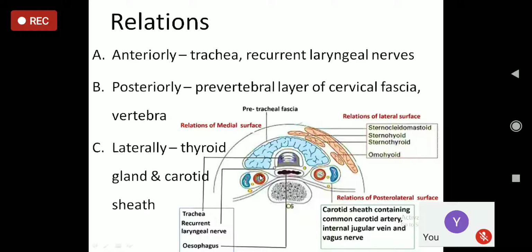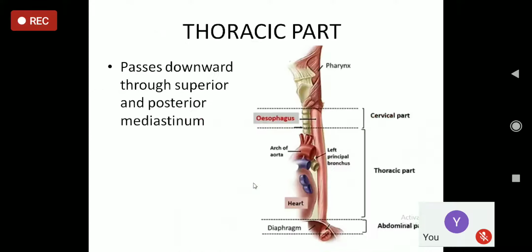So talking about the relation of the cervical part of esophagus, anteriorly it is related with the trachea and recurrent laryngeal nerve on right and left side. Posteriorly it is related with the prevertebral layer of cervical fascia and the vertebral column itself, including its muscle. Then on the lateral aspect, esophagus is related with lobes of thyroid gland and the carotid sheath, which encloses common carotid artery, internal jugular vein, and vagus nerve. So this is about the relation of the cervical part of esophagus.